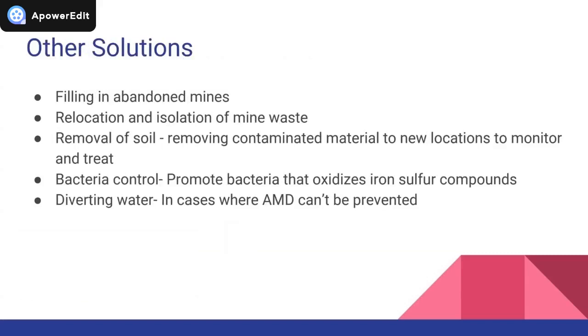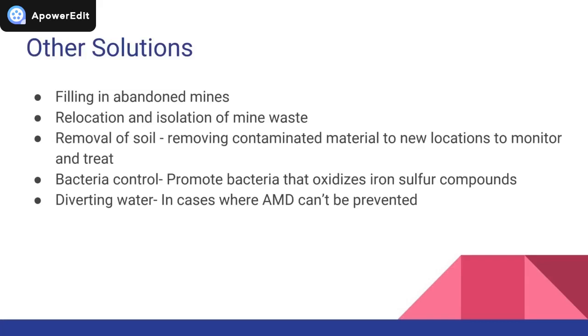And then finally, we just have some other solutions that can be used to help remediate the problem. The first one would be to fill in these abandoned mines. This can be done using materials that prevent the formation of AMD, such as flooding the mines with water to remove the oxygen that is necessary for acid mine drainage to form. Or as we previously discussed, using alkaline materials to help prevent the formation of acidic water.